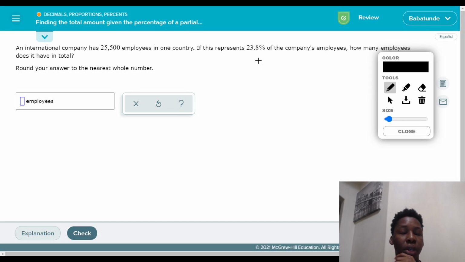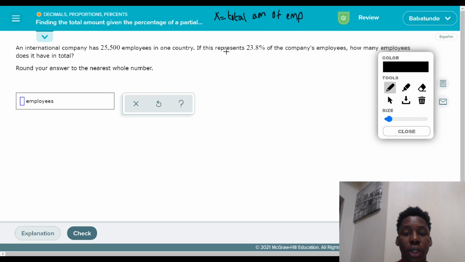So we're going to ask ourselves, the first thing we're looking for in this question is the amount of employees this company has in total. And we are given in this question that 23.8% of the total amount of the company's employees is 25,500. So we're going to use that to solve this question. So for now, let's say x equals the total amount of employees.